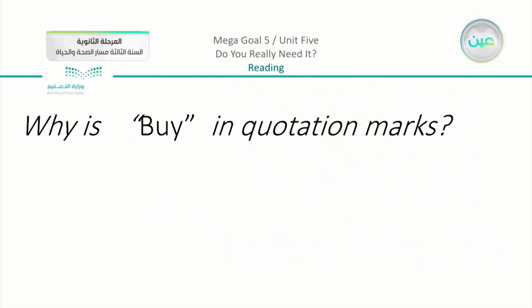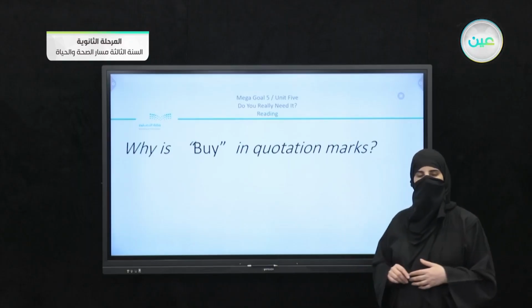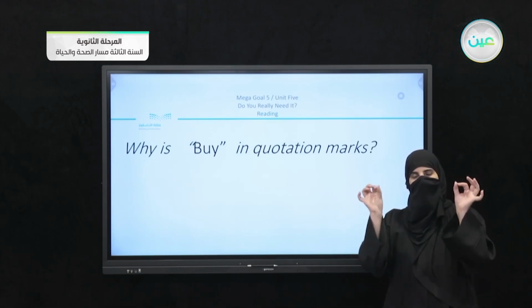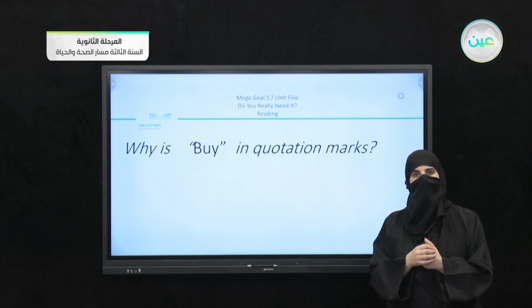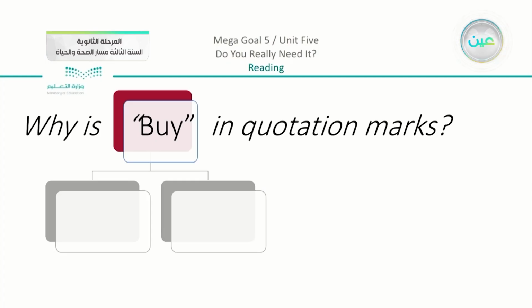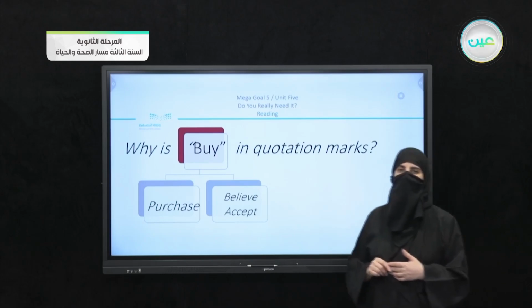Now, there is a question in the book. Why is buy in quotation marks? You can see, do you buy it? There are quotation marks here around the word buy. So the word buy here can have two meanings. It can either mean to purchase something, like what we know, or if I say that you can see an ad, do you buy it? it means here to believe or accept.